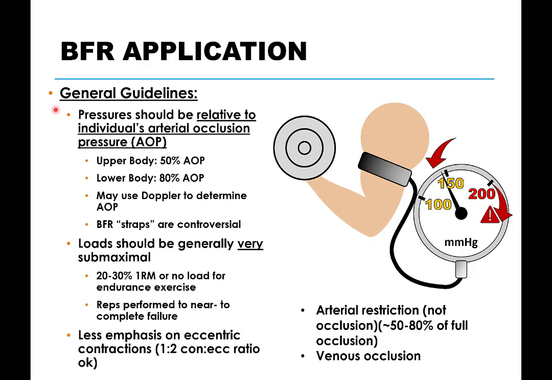The recommended pressures for the upper body is 50% arterial occlusion pressure, and for the lower body, 80% of arterial occlusion pressure. This has shown to be optimal for restriction of arterial blood flow and occlusion of venous outflow. So with these cuff pressures, what loads would you apply? Generally speaking, anywhere from 20 to 30% 1RM all the way down to zero load have been utilized and have shown to exert some positive effects on muscle mass compared to a control condition.